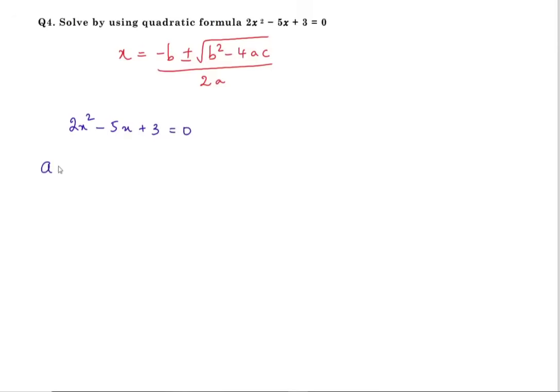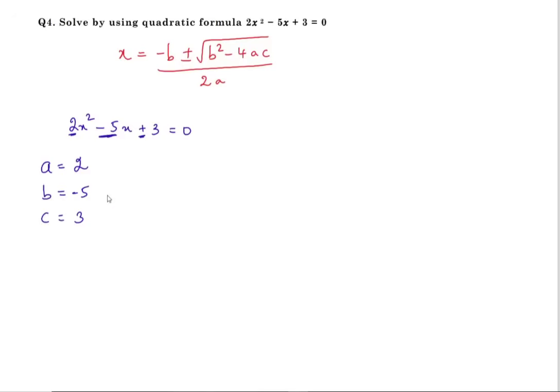We should find out the coefficients a, b and c. What is the value of a? a is 2, that is the coefficient of x square. b value is minus 5. c value is 3. When you are writing the coefficient, you should consider the sign also and also check whether it is in standard form. a equals 2, b equals minus 5, c equals 3.